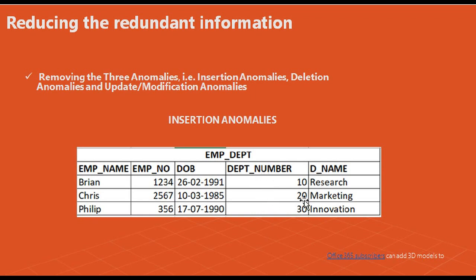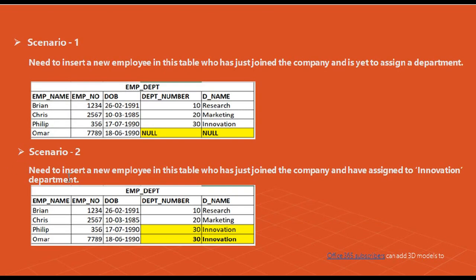We need to insert a new employee in this table who has just joined the company and is yet to be assigned a department. It's a very common scenario. When an employee joins an organization, it may happen that on the first day the employee hasn't been assigned any department yet. So it will take like 2 or 3 days for the assignment to happen. So let's say for example the employee is Omar, the last tuple of this relation. So his employee number is 7789 and his date of birth is given.